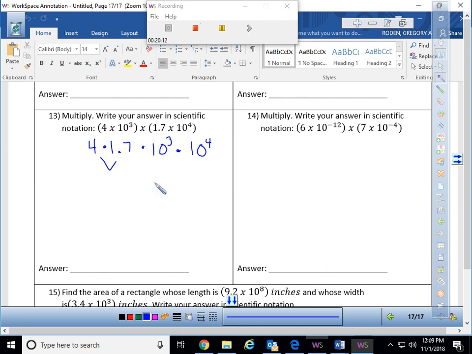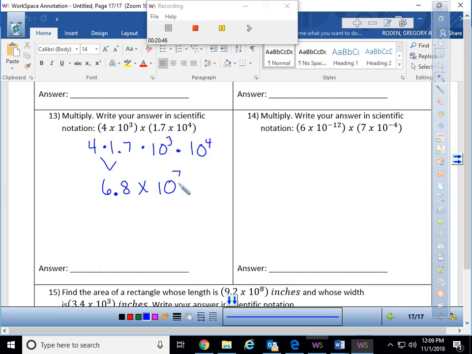Well, I just happen to know that 4 times 1.7 is 6.8. And you should probably always check Mr. Roden's math. Sometimes he makes mistakes. All right? And then times, I'm going to leave an X for times because scientific notation often likes to use a times X in the final answer. And then what am I going to do? I'm going to copy down the base of 10, and since it's the same base, I'm going to add those exponents. So 3 plus 4 is 7.